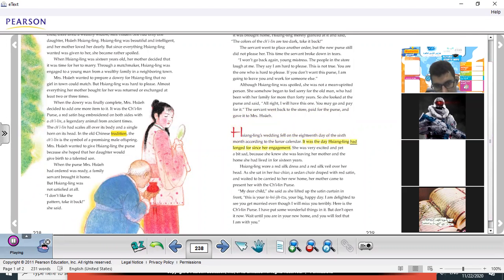Sang-Ling's wedding fell on the 18th day of the 6th month according to the lunar calendar. It was the day Sang-Ling had longed for since her engagement. She was very excited and yet a bit sad, because she knew she was leaving her mother and the home she had lived in for 16 years.